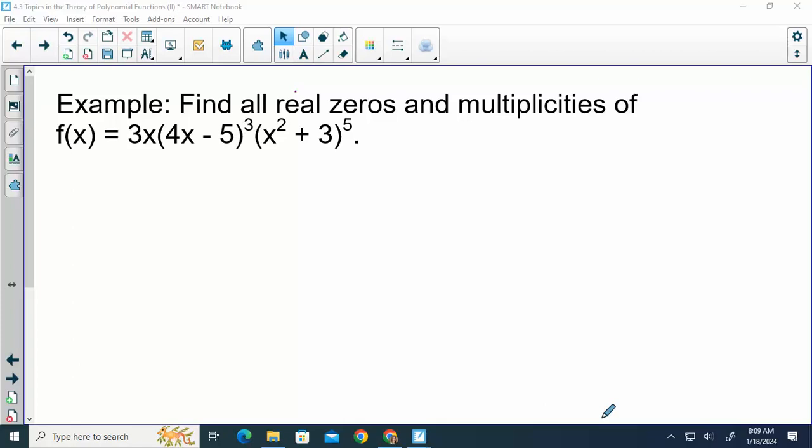So, first question, if I give you a polynomial and it's factored, can you tell me the zeros from that? How do you find zeros? You basically set each parenthesis equal to 0 and solve. So that 3x out in front, it's not a parenthesis, but it still has an x in it. What would make 3x equal 0? 0. What would make 4x minus 5 equal 0?